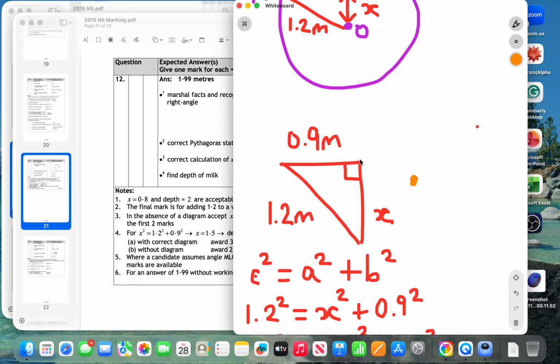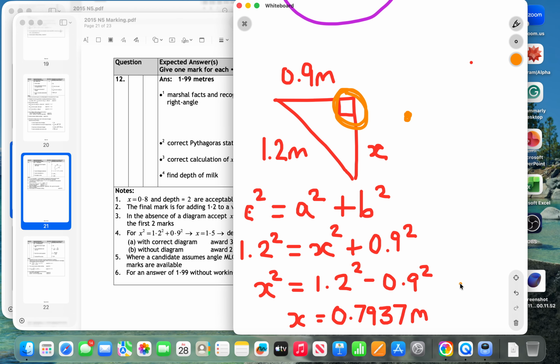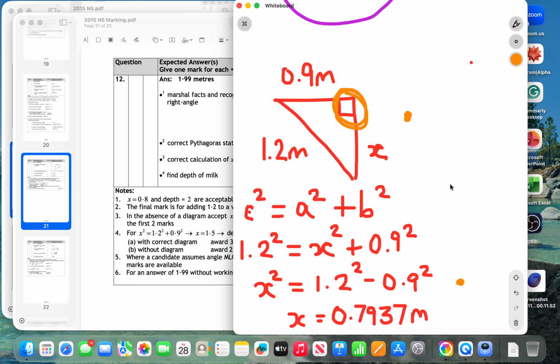And usually you need to put this. You need to put the square in, or you need to write 90 degrees to make it abundantly clear to the marker that you know this is right angled. Because Pythagoras' theorem relies upon you knowing that this is right angled. The second mark is for this. So that is the second mark. The third mark is for this.